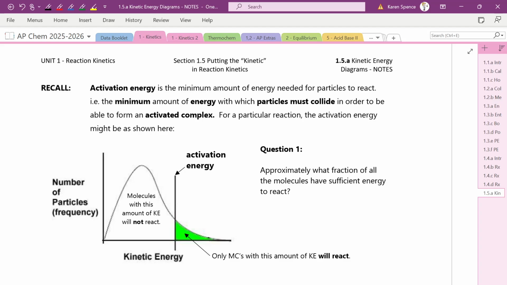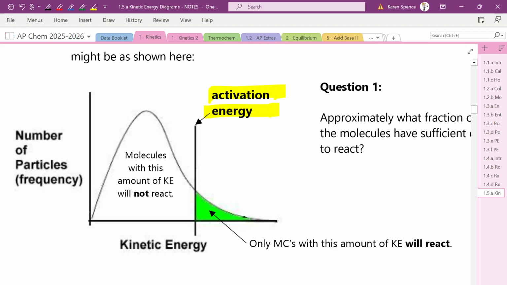So how does this relate to reaction kinetics? Well, we have an activation energy here. And remember, an activation energy is an amount of energy on the bottom of this graph, as we go from left to right. That is our kinetic energy. And remember, activation energy is a particular amount of energy. So let's say that the activation energy was equal to 10 kilojoules. 10 kilojoules will be on the x-axis, right? So we'll have 10 kilojoules here.